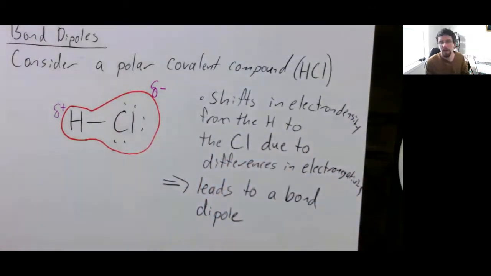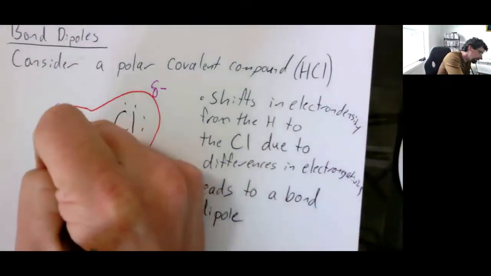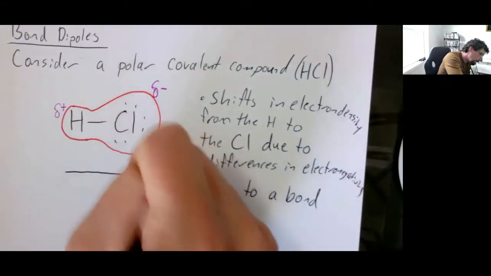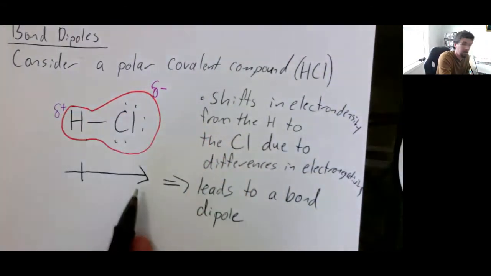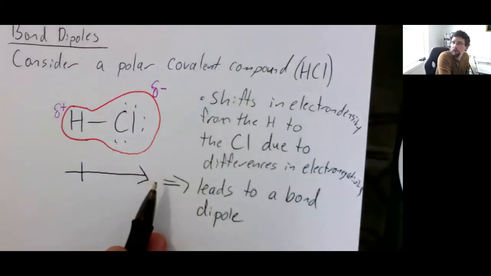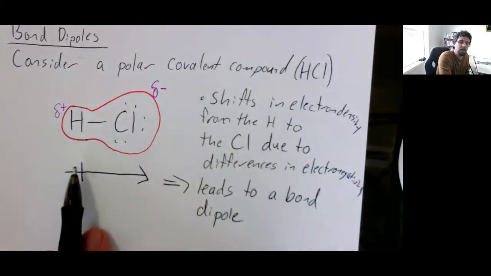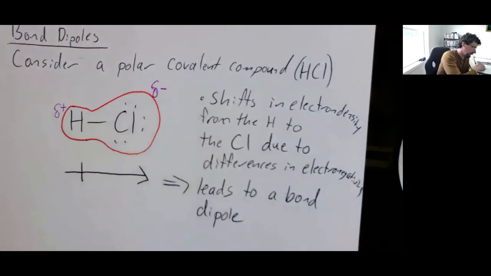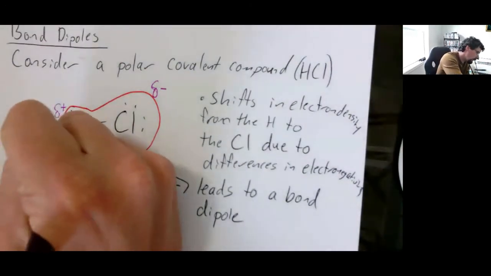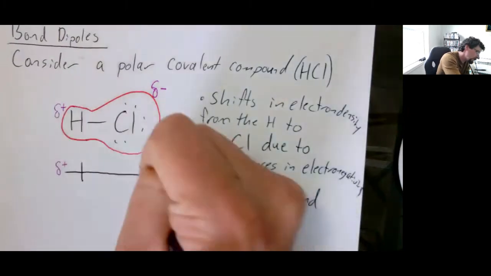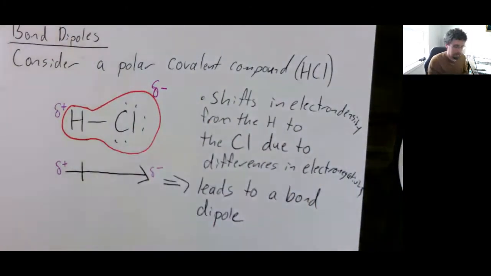Okay, so now if we try to draw this bond dipole out, we usually do this with an arrow. The pointy end points towards the more electronegative part. The positive end points towards the more positive element. So if we were to draw out those partial charges, it would look something like this.